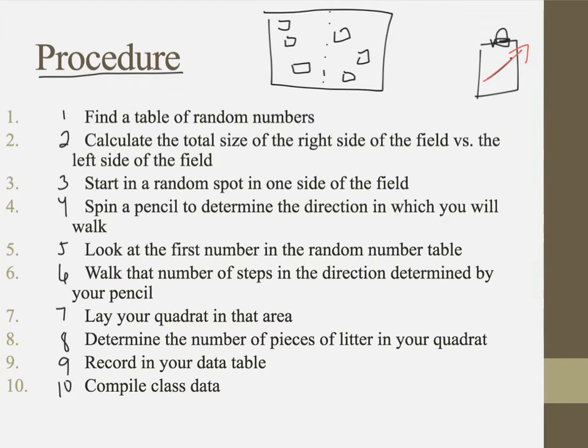Well, how far are you going to walk? Well, that's what you're going to use your random numbers for. So the pencil is for the direction. The random number tells you how many steps to walk. So this is how we're ensuring that we're in random spots within our field. Then you're going to lay your quadrat down in that area. Count the number of pieces of litter that are inside of your quadrat, not touching it, not covered by it, inside the quadrat. You're going to record that in your data table, and you're going to compile the class data.